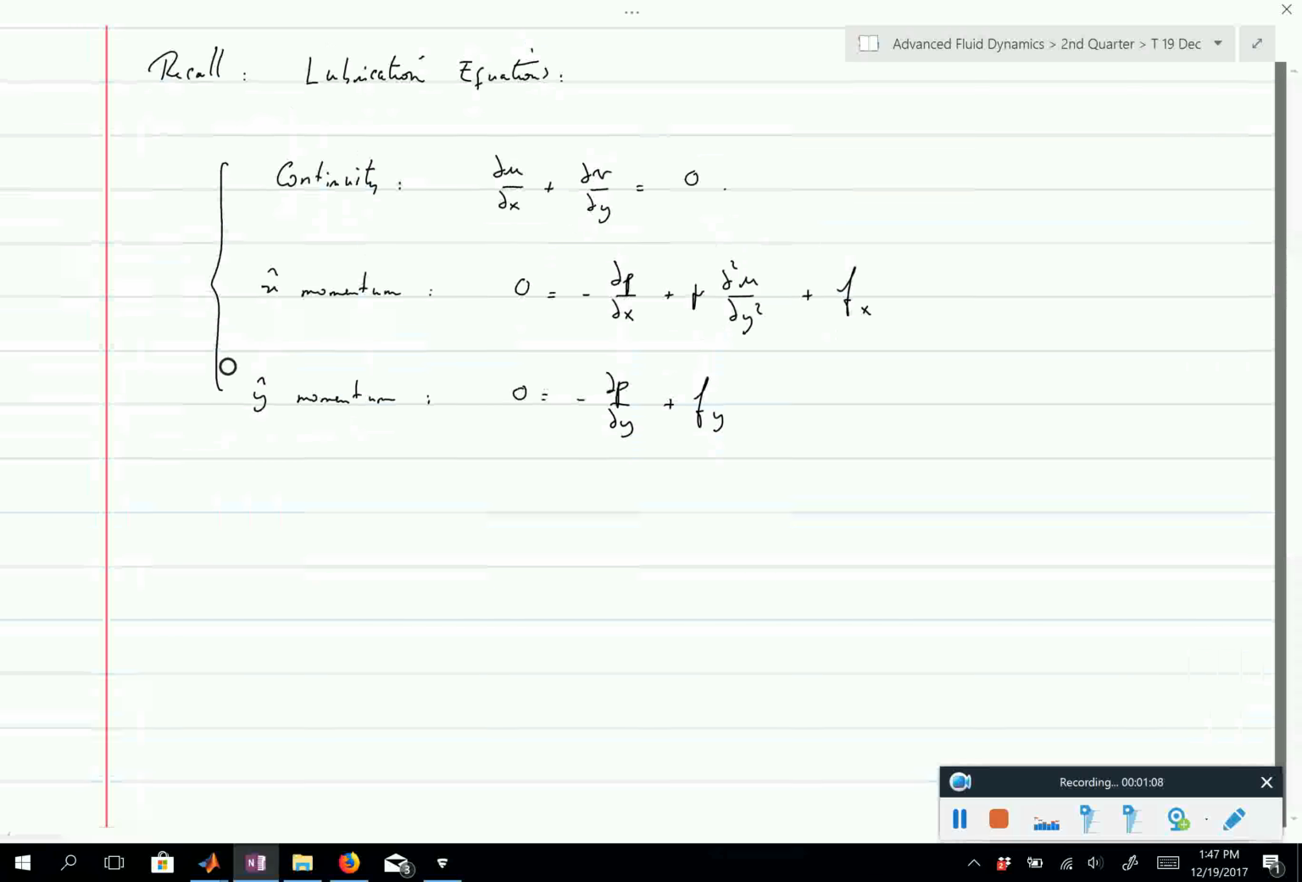And so we'll do two examples. The first example is a slider bearing or an air bearing.